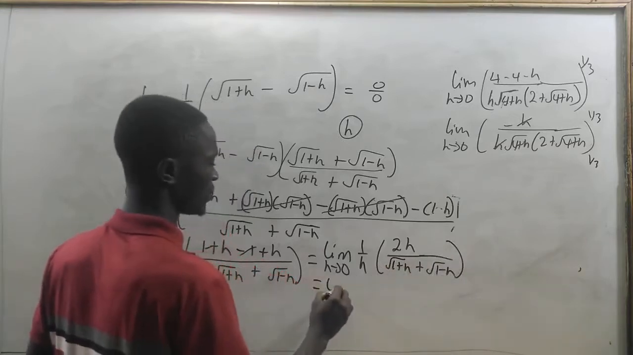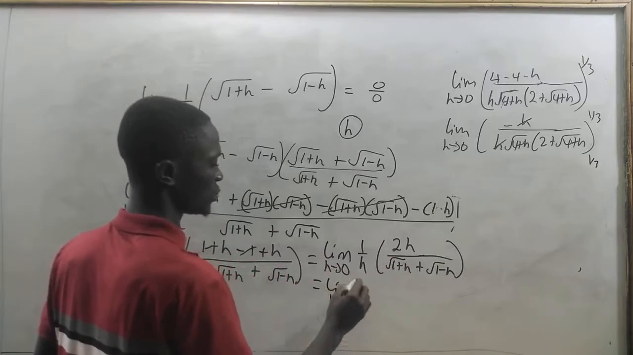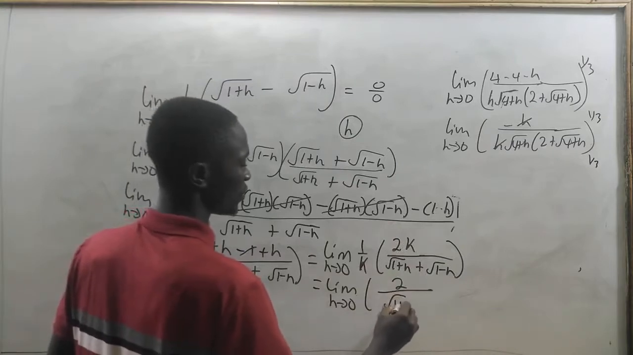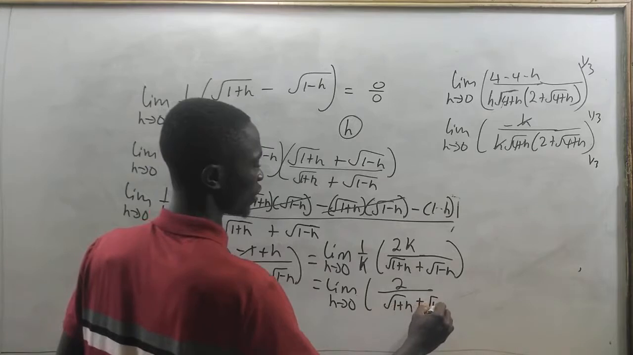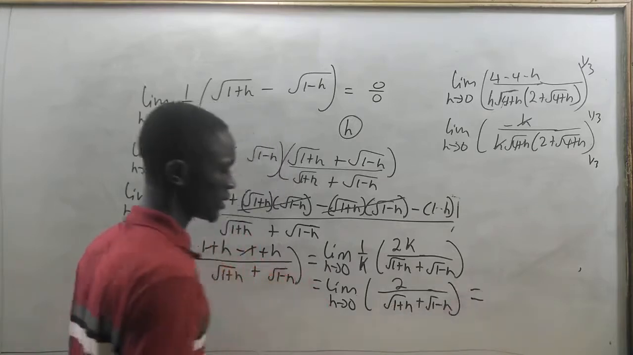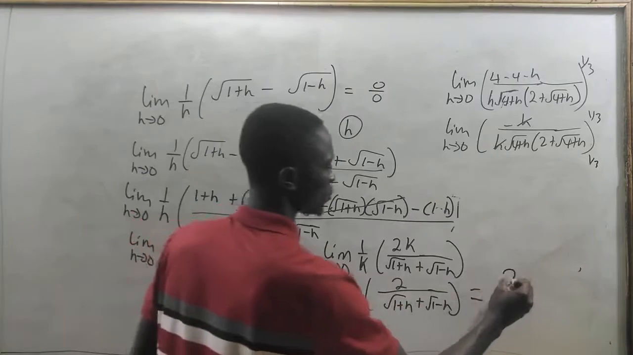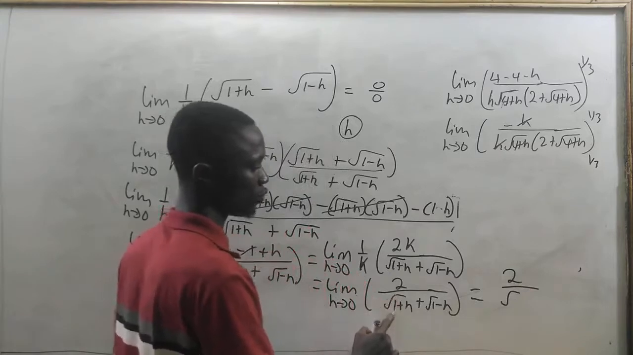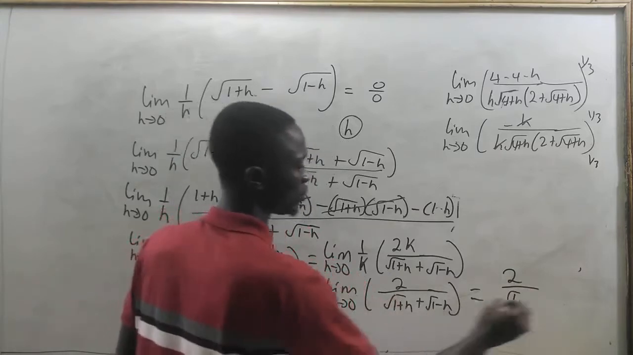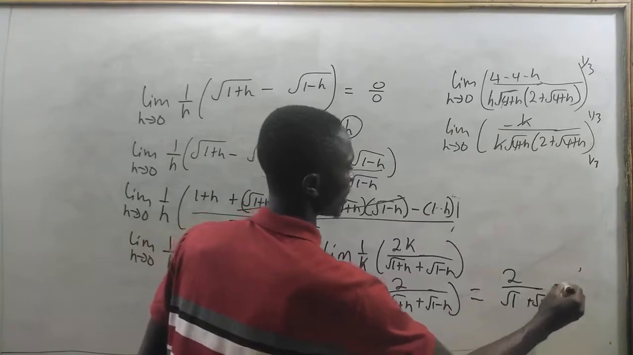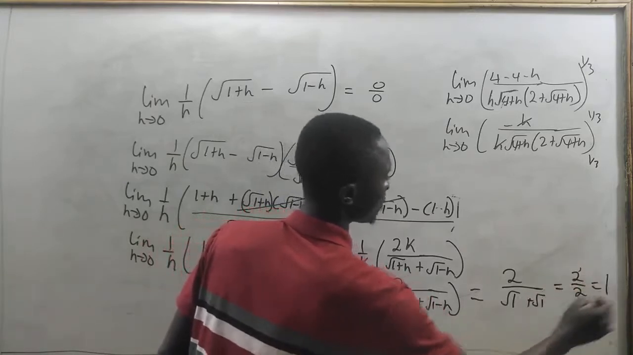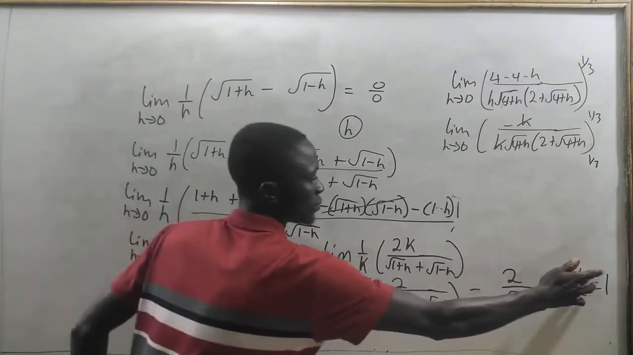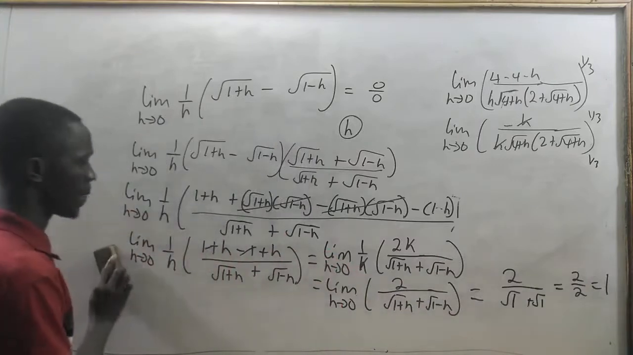And here we're going to have the limit as h approaches 0. This h will cancel this h. You have 2 divided by the square root of 1 plus h plus the square root of 1 minus h. As h approaches 0, I'm going to have 2 divided by the square root of 1 plus the square root of 1, and that will give us 2 divided by 2, that is 1. Because the square root of 1 is 1, 1 plus 1 is 2, 2 divided by 2 is 1. Very, very simple as that.